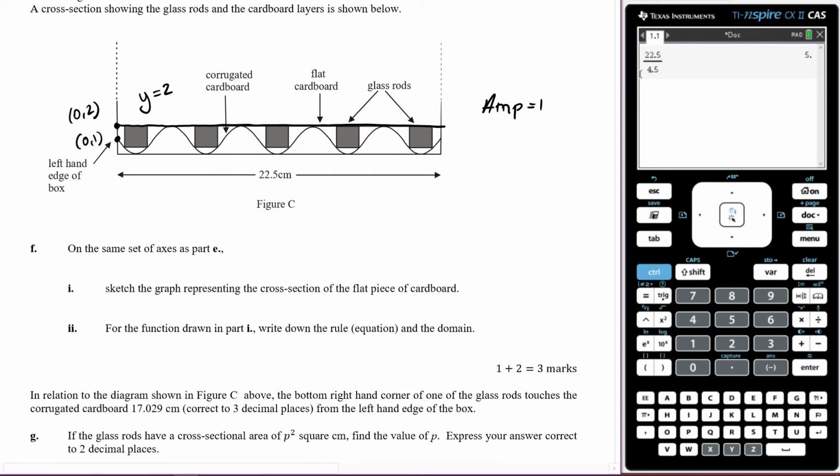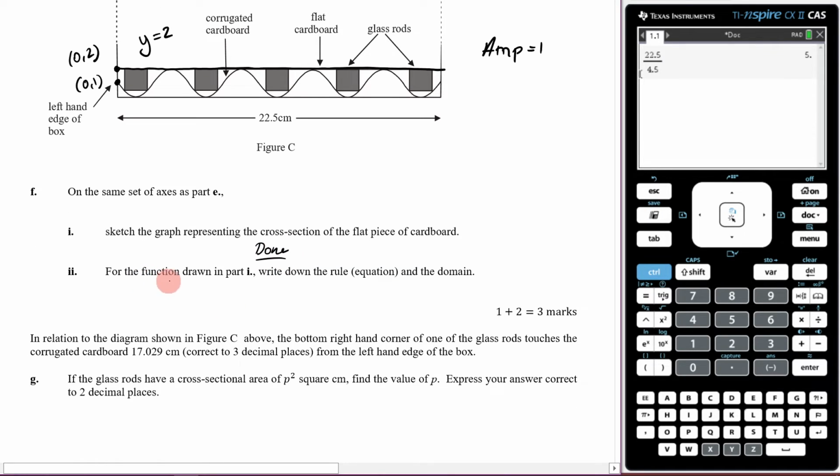So I always like to, in a test, I've done this. For the function drawn in part I, write down the rule and domain. Well, what's the rule going to be? It's going to be y = 2, and then the domain is going to be from 0 to 22.5, just like that. 0 to 22.5.